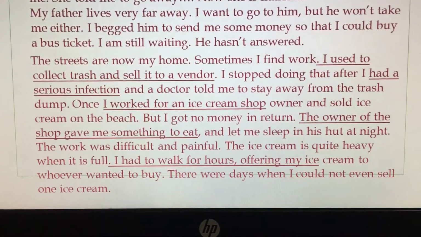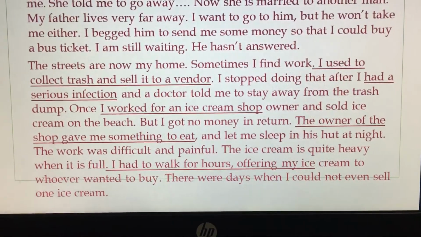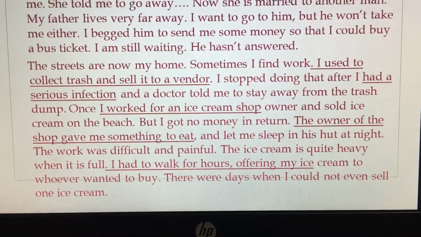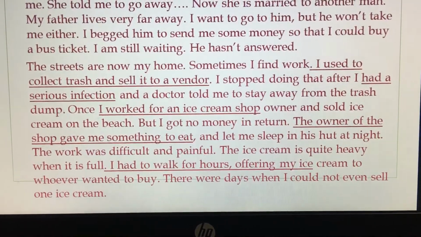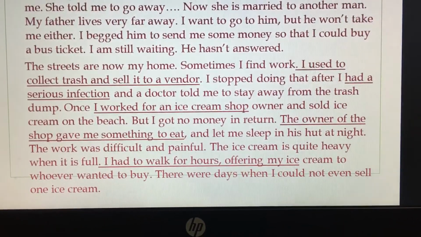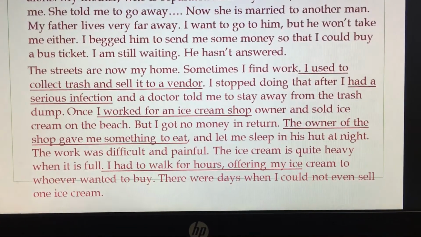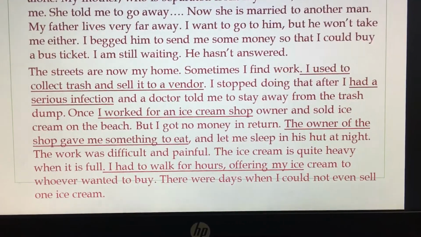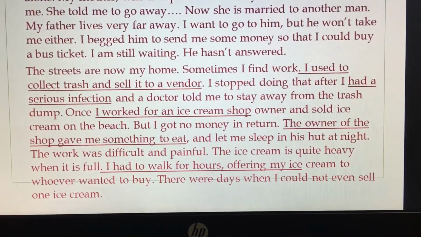When you want to write a flowchart, you will have to underline the important information first. First things first, look at the information that I have underlined. For example, "I used to collect trash and sell it to a vendor." Next line, "I had a serious infection."